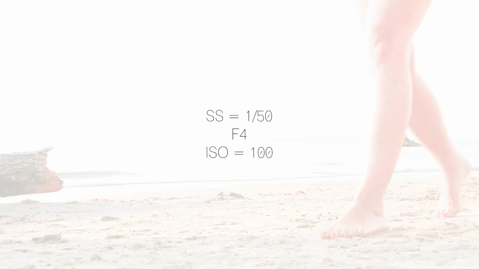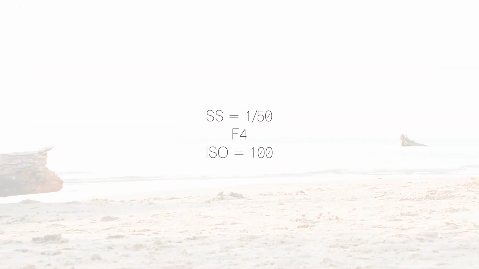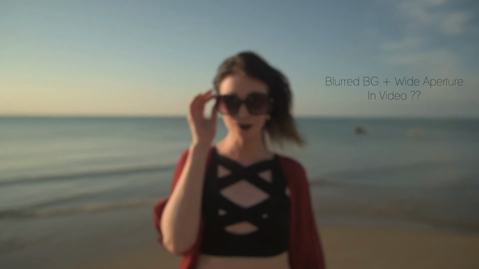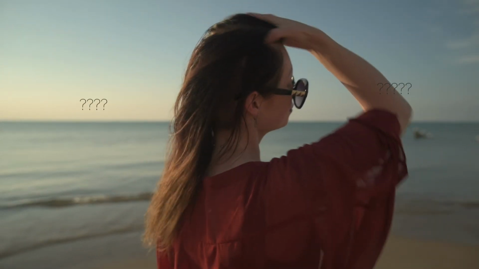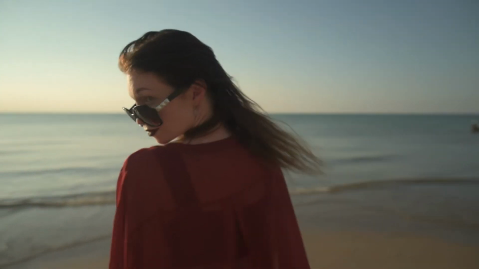If we lower our shutter speed that low, even with ISO 100, our footage becomes pure white. But in the footage you saw in the intro, you can notice the blurred out background and the wider aperture. How is that accomplished? You'll find out in a sec.